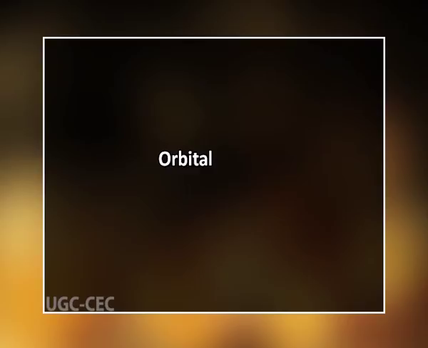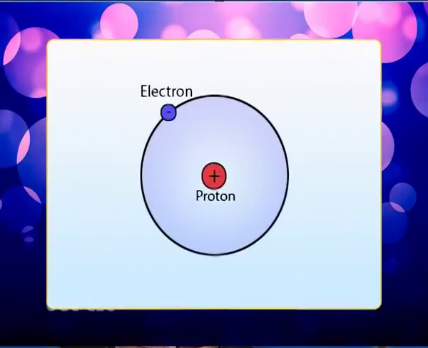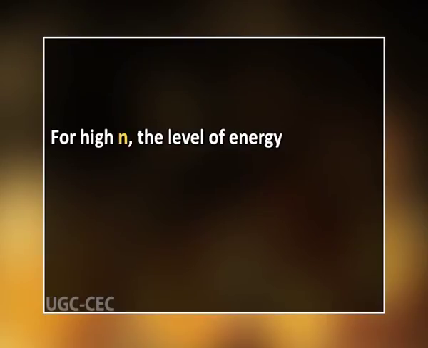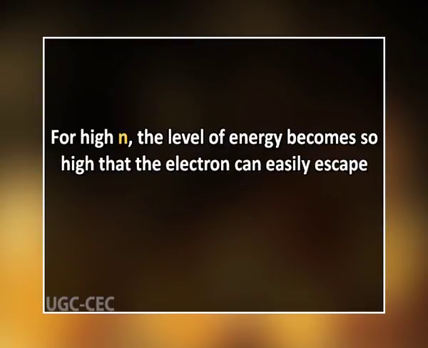Now, let us discuss the next part of today's lecture, that is orbital energy. In atoms with a single electron, that is hydrogen-like atoms, the energy of an orbital and consequently of any electrons in the orbital is determined exclusively by n. The n equal to 1 orbital has the lowest possible energy in the atom. Each successively higher value of n has a higher level of energy, but the difference decreases as n increases. For high n, the level of energy becomes so high that the electron can easily escape from the atom.